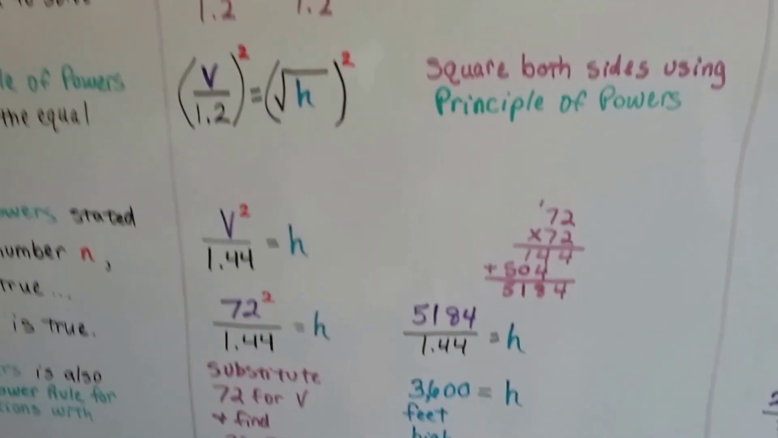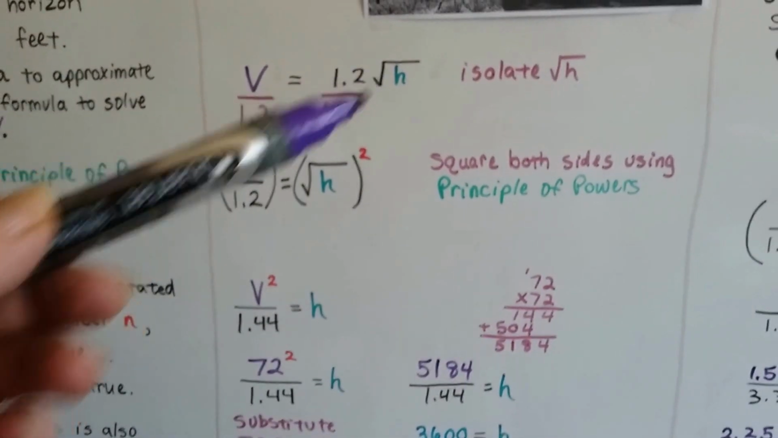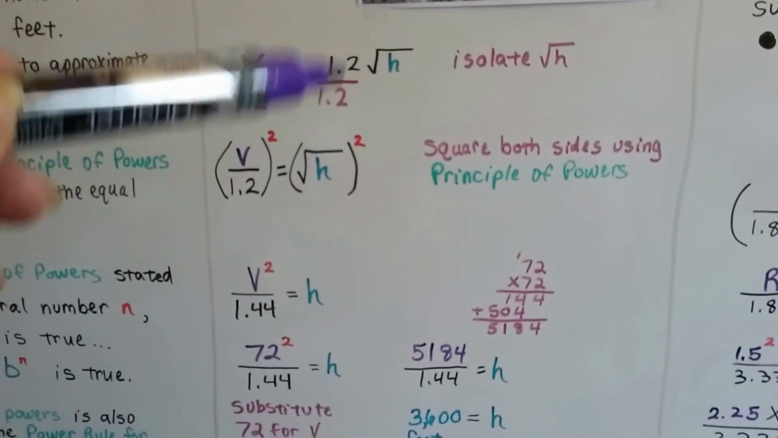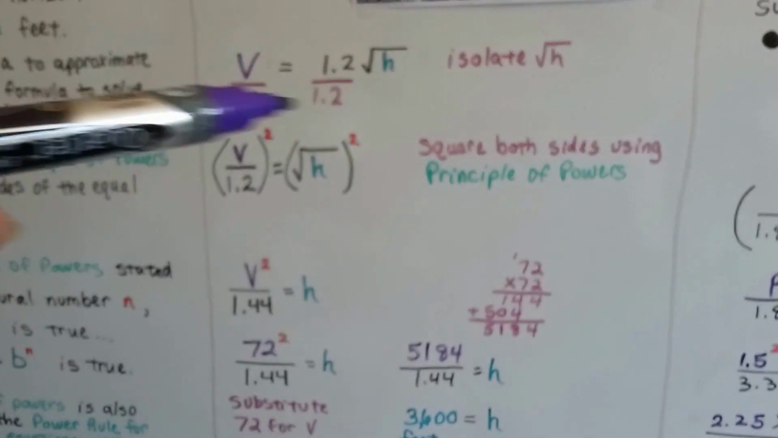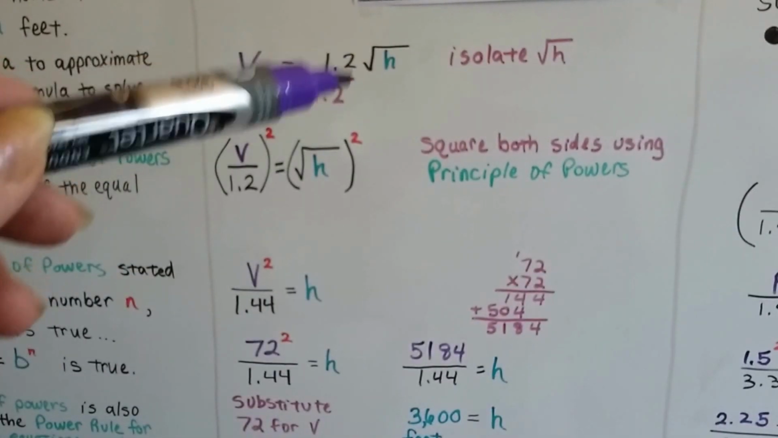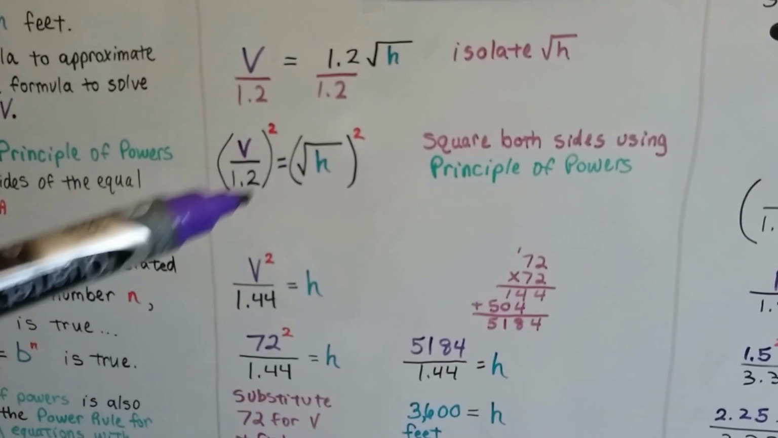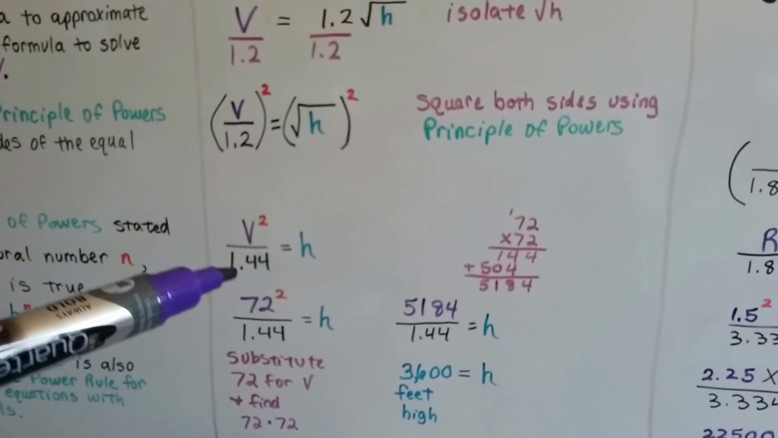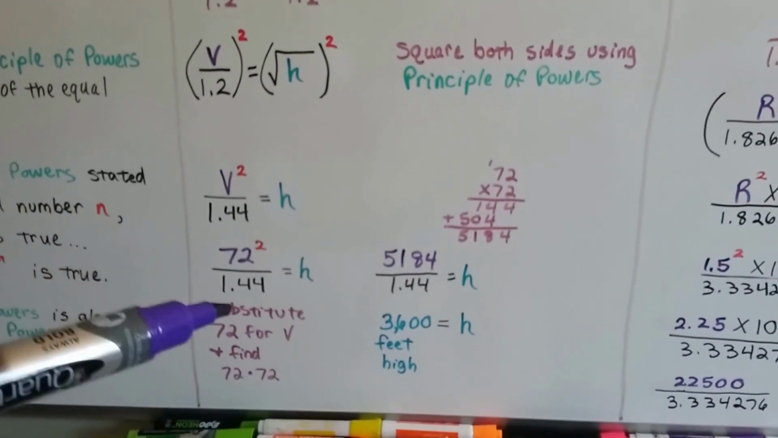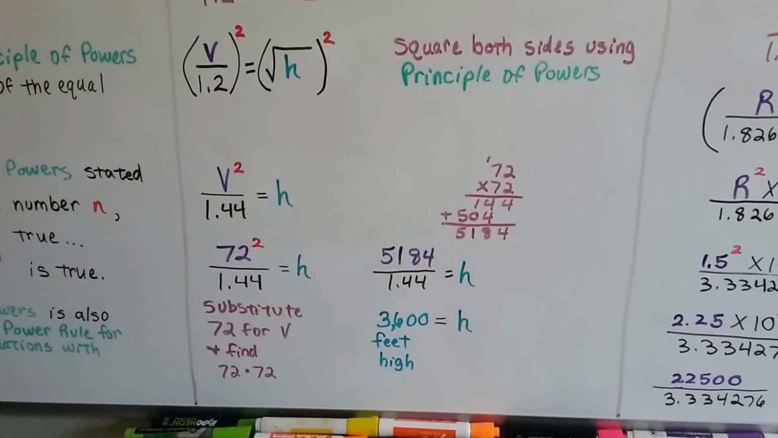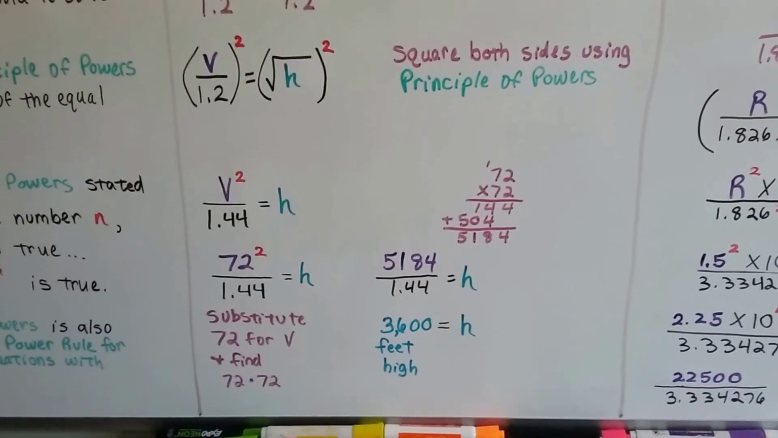See? So all we did was isolate the radical by dividing both sides by the 1.2. We squared it to get rid of the radical sign. We substituted in our numbers. We did our division, and we had our answer. See? That's not that bad, is it? Okay, let's try this one.